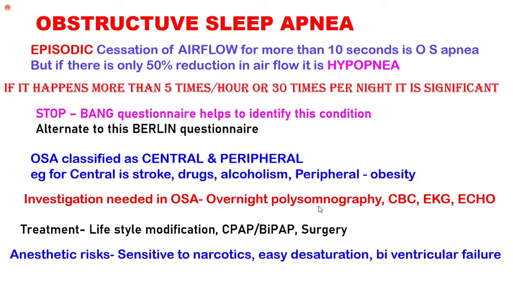Then the anesthetic risks are, they are very sensitive to narcotics, and they desaturate very easily. And in the long term, they can go for biventricular failure because pulmonary hypertension will develop and the right heart will start failing. And because of obesity, they will have left heart failure. So they may go for biventricular failure also.